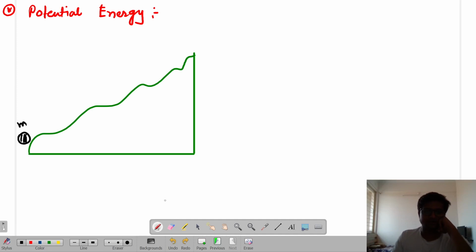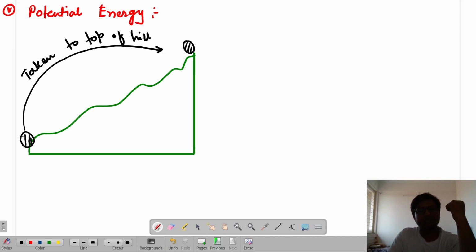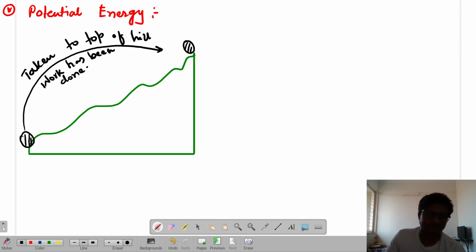Where did you bring this block? At the top of the hill. It was here, and it has been taken over here. Okay. So you only tell me, when I take it to the top of the hill, some work has been done or not? Some work has been done. Work has been done, isn't it?